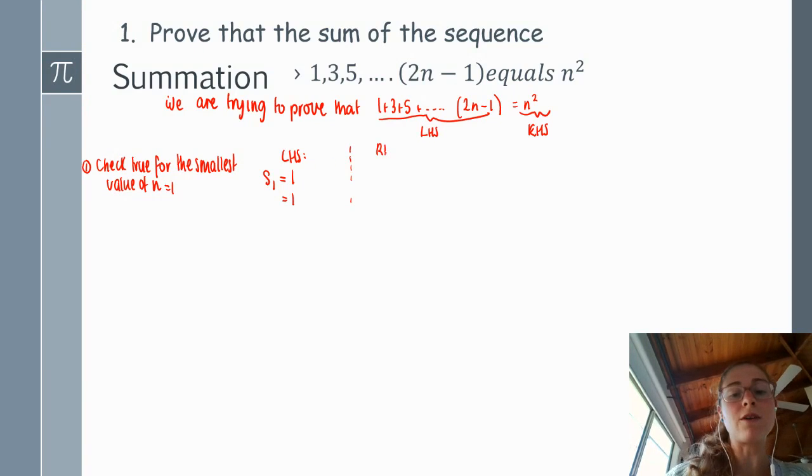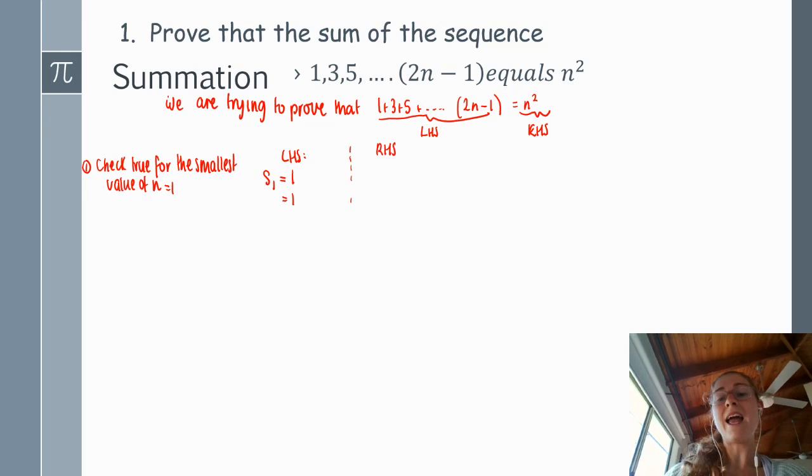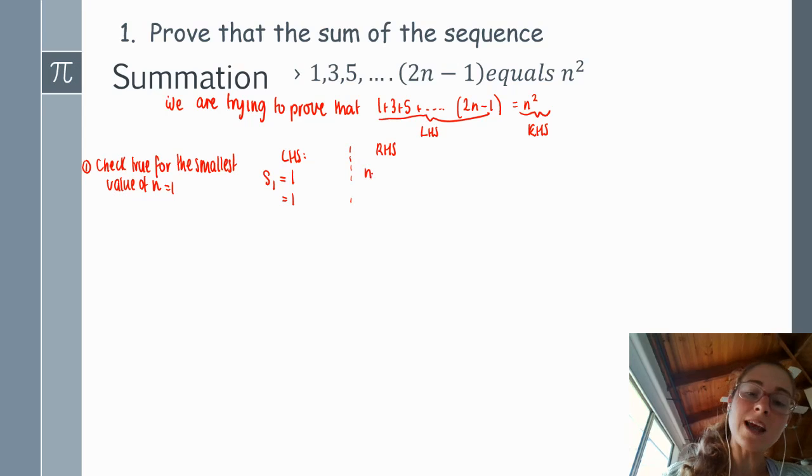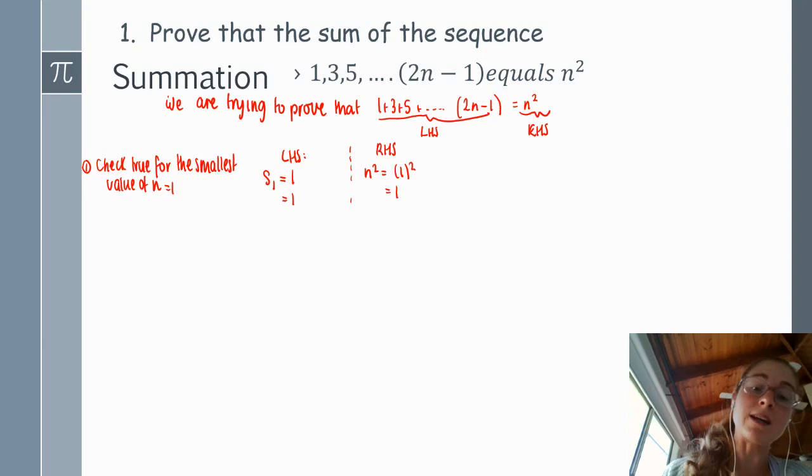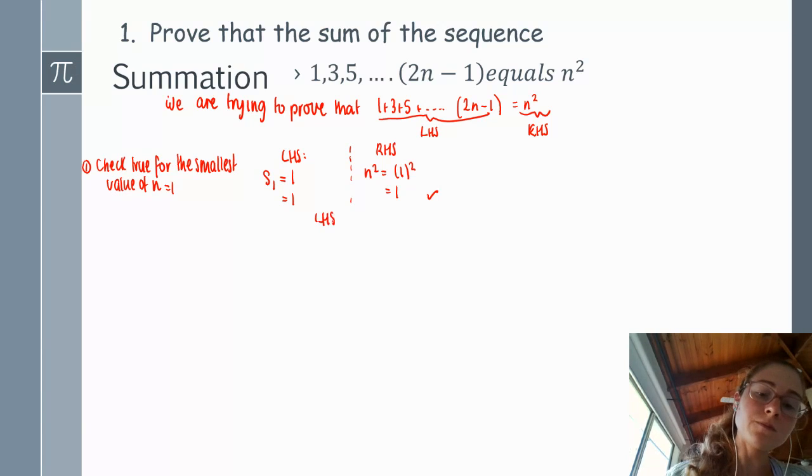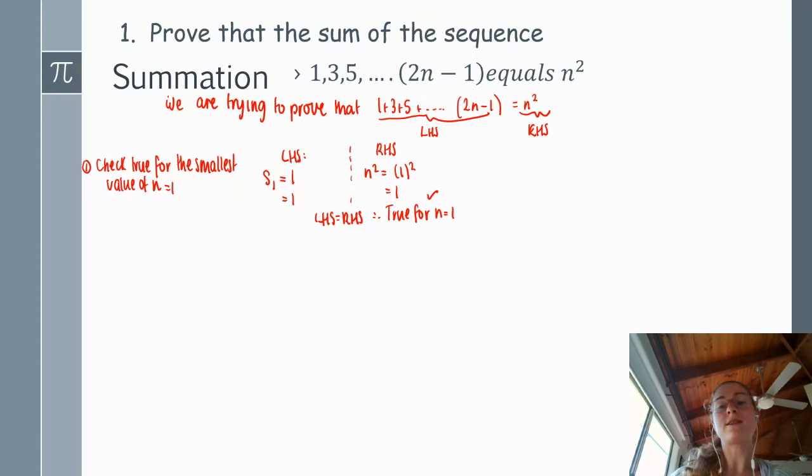Then we look at our right-hand side. If we're using n equals 1, what is n squared? Well, that's just 1 squared equals 1. Now notice the left-hand side and the right-hand side are both the same. Therefore, this statement is true for n equals 1, our smallest integer. If you got on the left-hand side a 2 and the right-hand side say 6, then we couldn't do this step, and the statement's probably not true for anything.